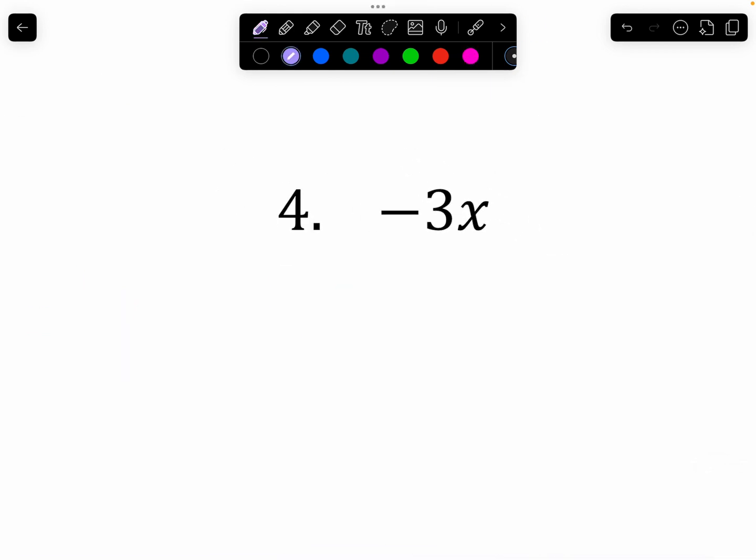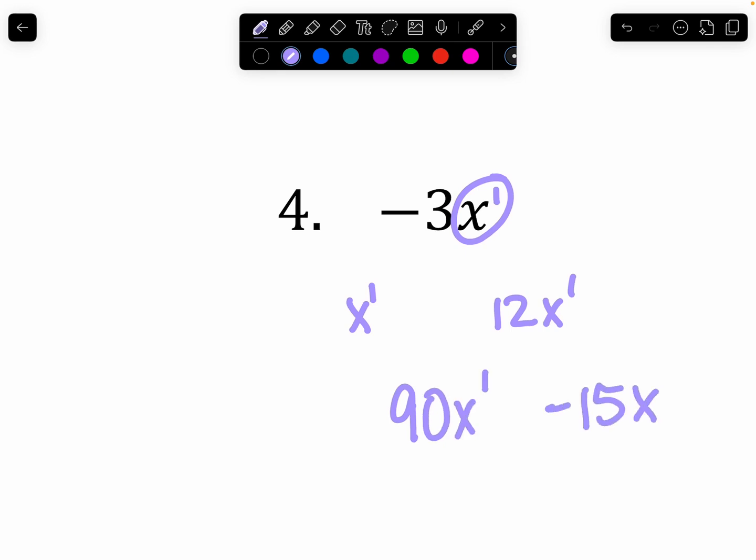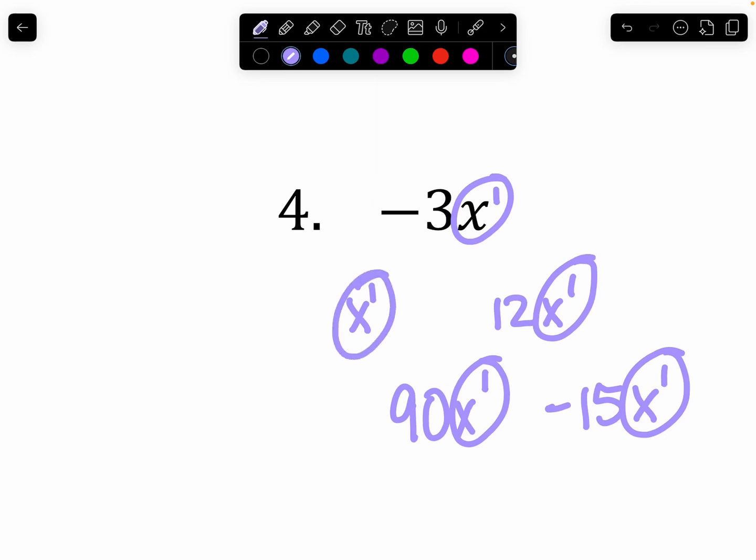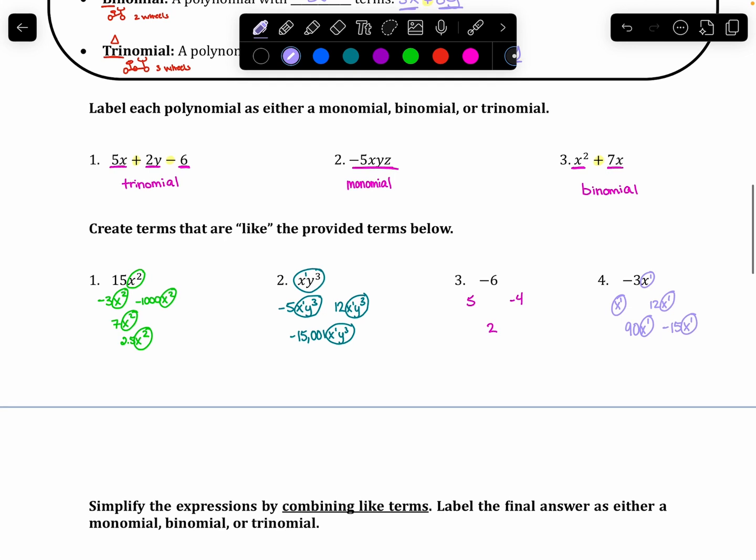And then lastly, I have just an x to the first. So I can have anything that is an x. I could just do x to the first. I could do 12x to the first. I could do 90x to the first. I could do negative 15x to the first. All of these end with an x to the first, so they are all considered like negative 3x to the first. The numbers in front don't matter. It doesn't matter if they're positive, if they're negative, if they're a decimal. The thing that matters is they must have the same variable and they must have the same exponent.